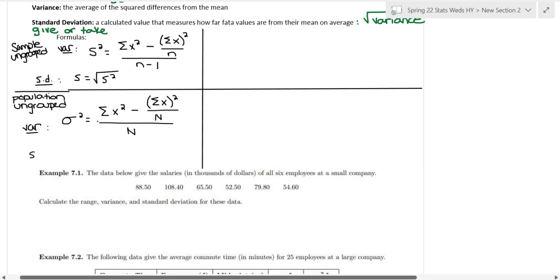And then the standard deviation is going to be, we say sigma, equals the square root of sigma squared. Okay, then for grouped data, we introduce the midpoint. So if you come over to the right top, we'll do sample grouped.